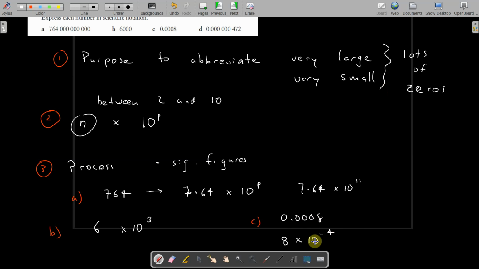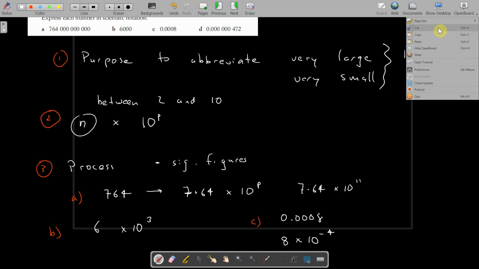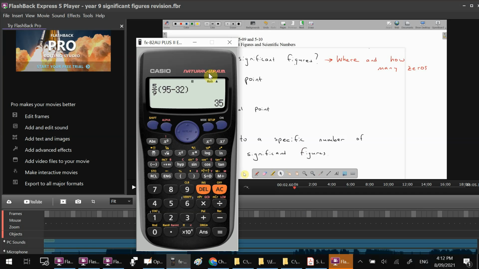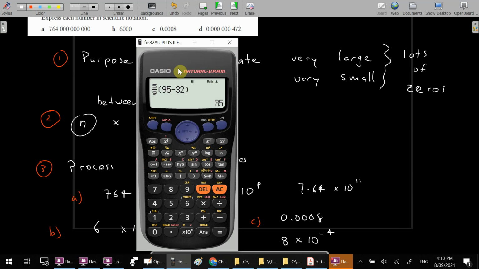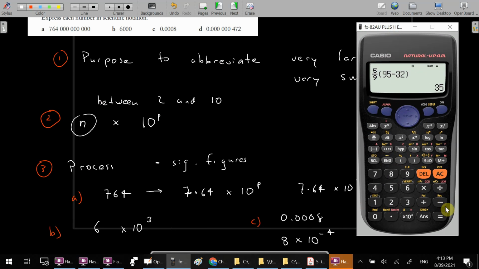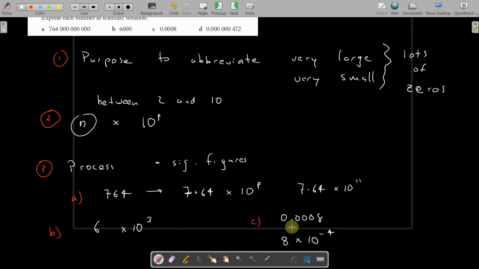I'm going to put that on a calculator just to show you that that and that are the same, except this one is the abbreviation of that one. There it is, 8 times 10 to the power of -4. That should end up with 0.0008. There you go, so they're one and the same. But this one here has got to be in the right format, so we've got to have a number between 2 and 10 times 10 to a power. That's what makes scientific notation.